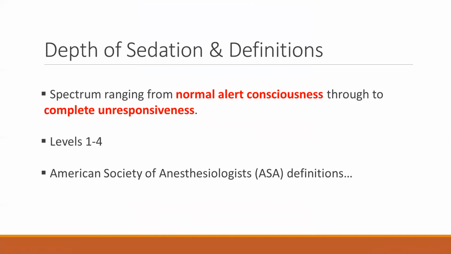So I wanted to go through the definitions of sedation because that's quite a big part of the document, and you need to understand it in order to know the different requirements for each level. The document states that sedation, rather than being set levels, is more of a spectrum, and when you're sedating someone, they can move along that spectrum, and it can be quite difficult to assess where they are along it. But it basically ranges from them being normal, alert and conscious at one end to complete unresponsiveness at the other end. And there is an ASA definition which categorizes it into levels 1 to 4.